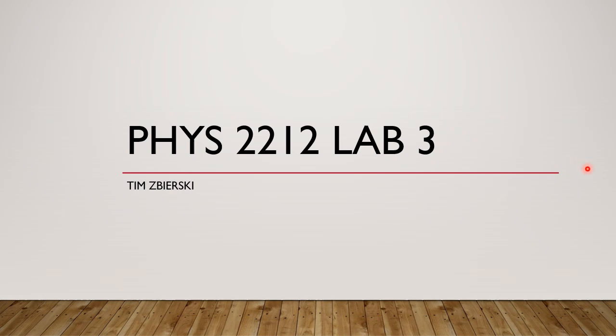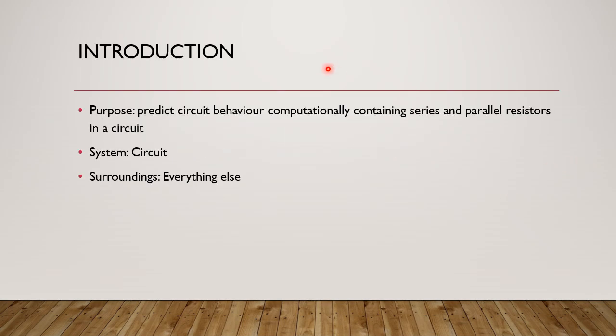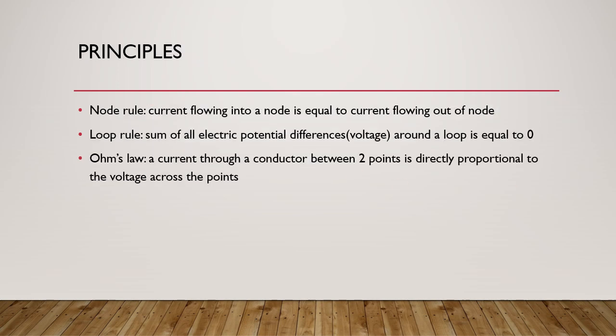This is Physics 2212, Lab 3. Introduction. The purpose of this lab is to computationally predict the behavior of circuits containing series and parallel resistors. So we're going to say that the system is the circuit and the surroundings are everything else.